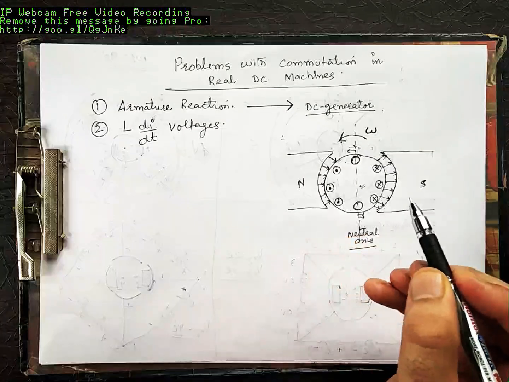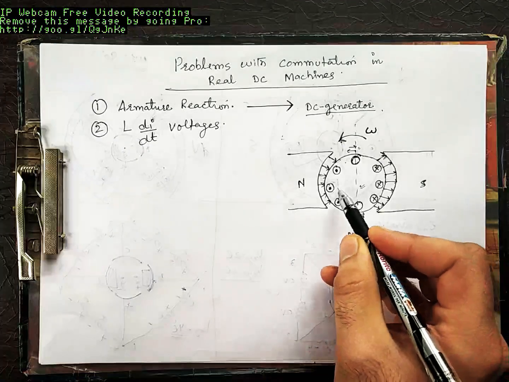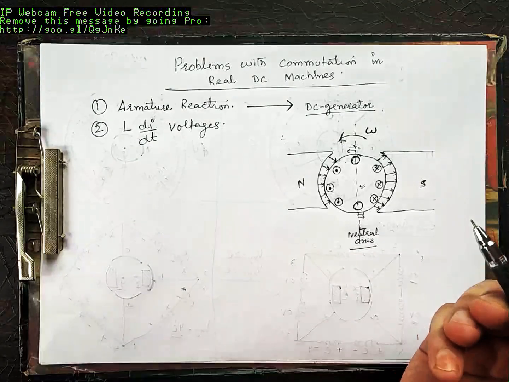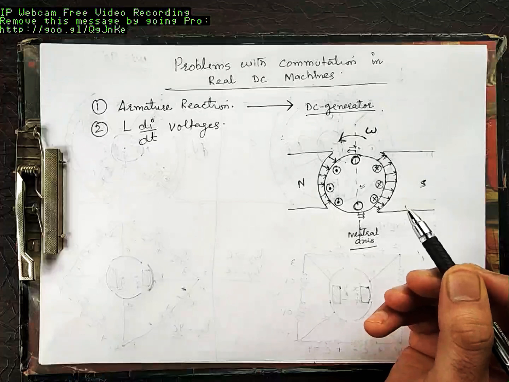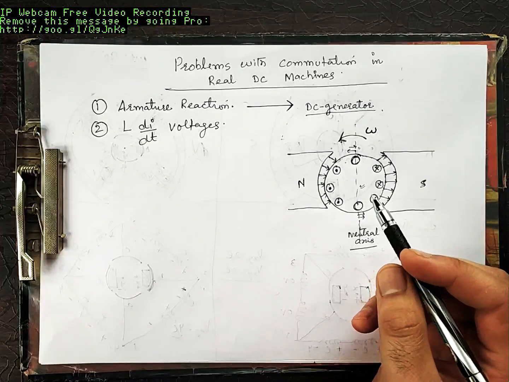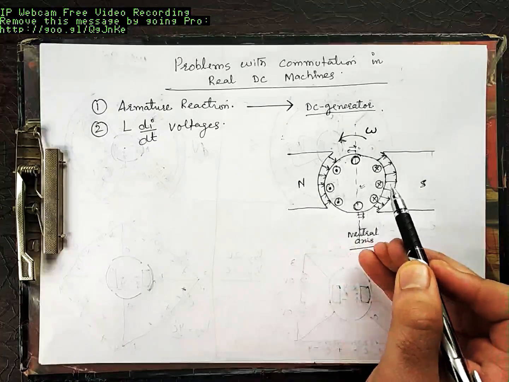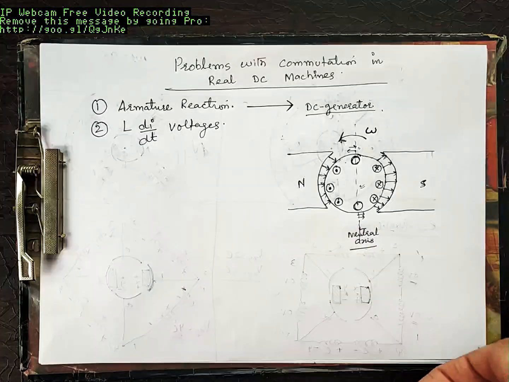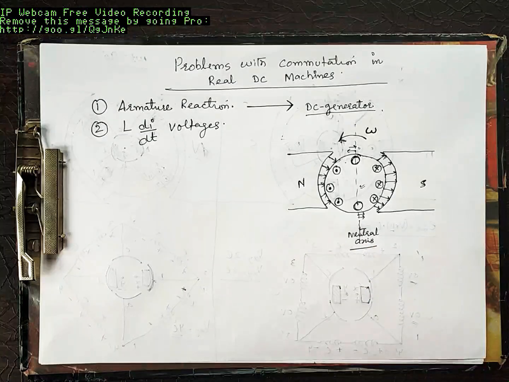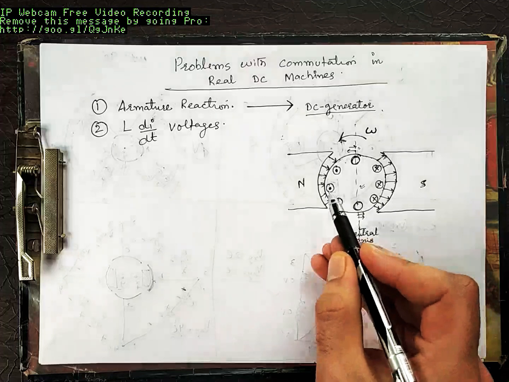That current flow will produce a magnetic field of its own. Will it produce or not? Because we already know a current carrying wire behaves as a magnetic field. Whenever you have a current carrying loop, it behaves as a magnet. So it produces a magnetic field. A current carrying loop produces a magnetic field.